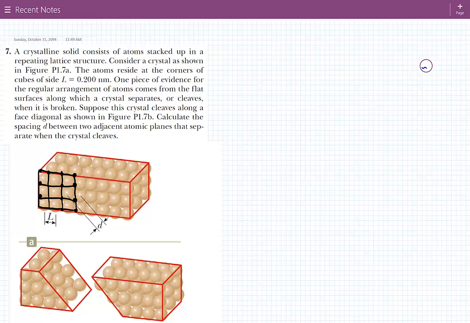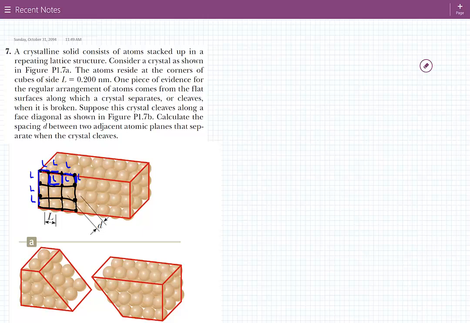So this means this is 0.200 nanometers. This is L, L, L, so forth. L, so forth. These are all side L.